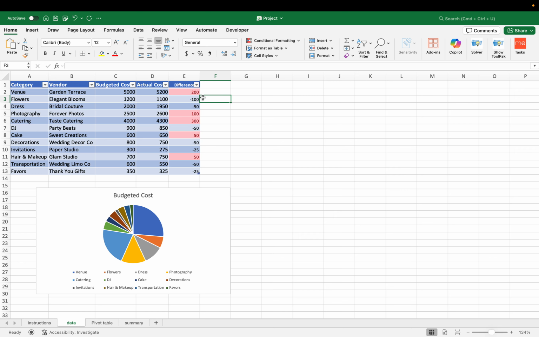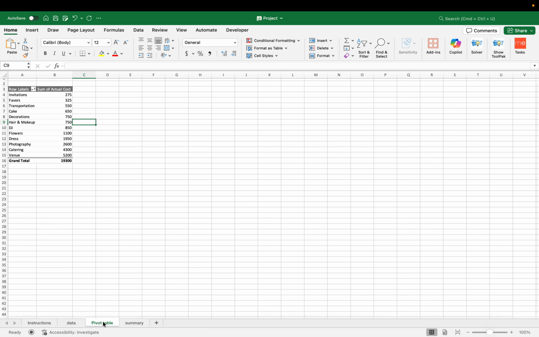So I use conditional formatting here so that you can clearly see that. The red ones are obviously how much you went over your budget. So for example, the venue is budgeted at $5,000, but you actually spent $5,200, so you're over $200. Then we have this pie chart, which just helps visualize where most of your money is being spent within the whole wedding itself.